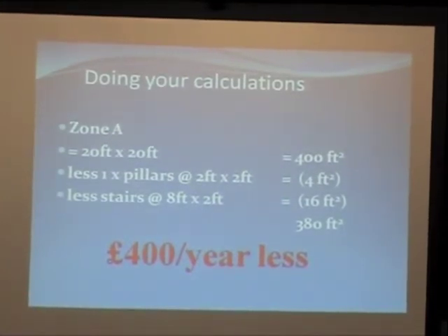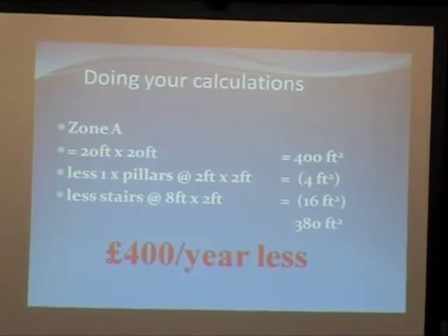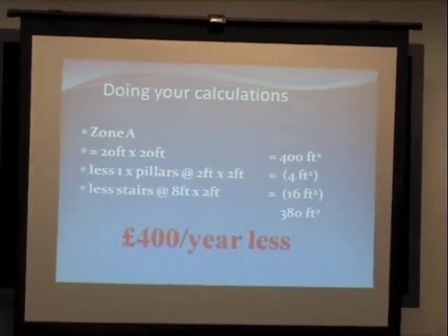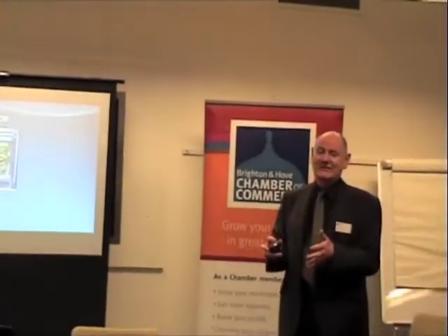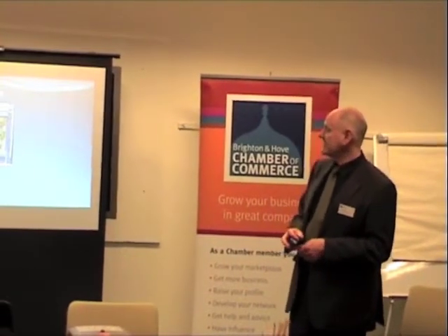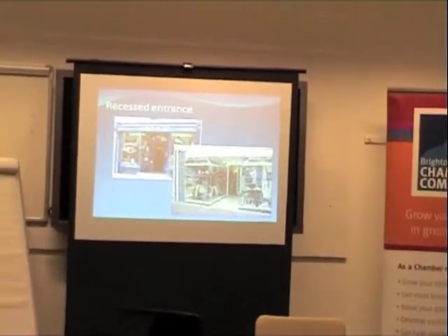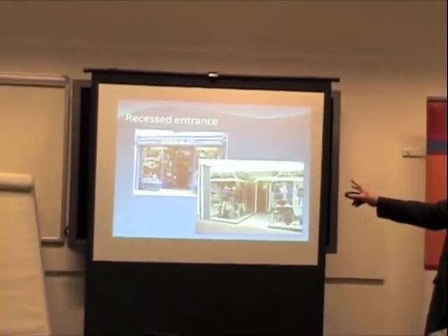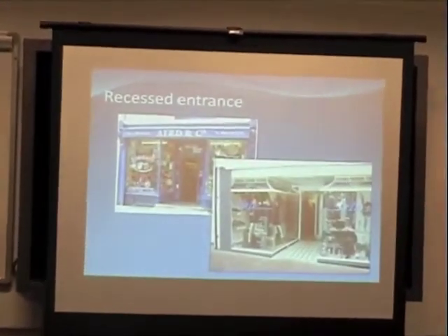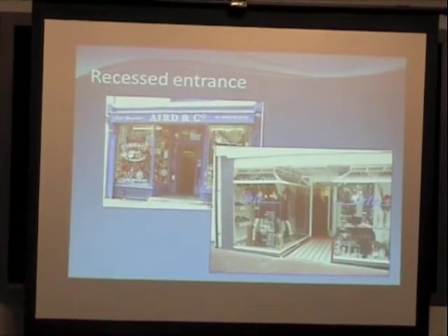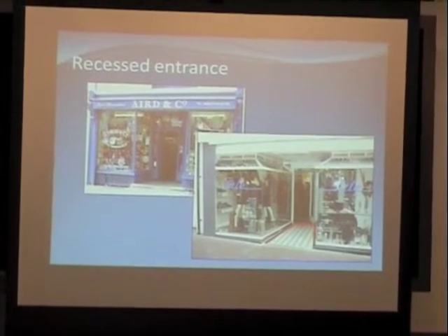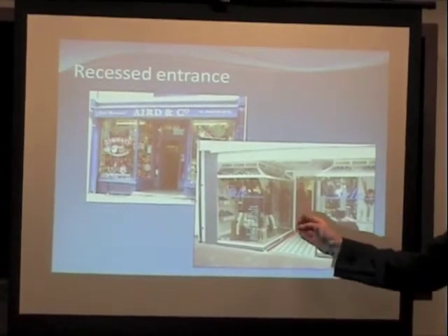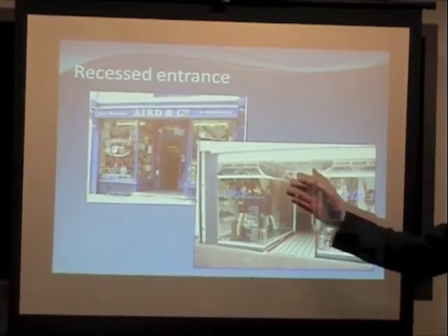So that comes out. And you take out everything else as well that interferes with your ability to sell on the shop floor. Now, some shops, there are anomalies to this. Some shops have got what we call recessed entrances. This is a nice example in Bond Street, Aird & Co. This is another one, Badger, lovely shop, listed shop front, can't change it. And it's got this recessed entrance. And the idea was, in the old days, when people used to promenade, they would walk along and be able to walk into the recess to see more of the stock on display.